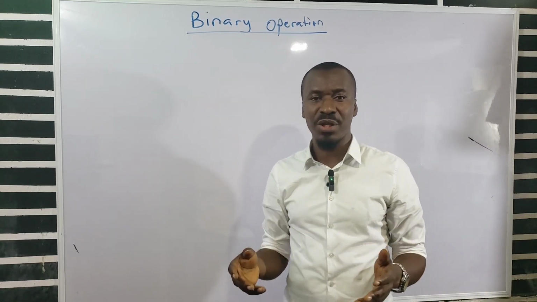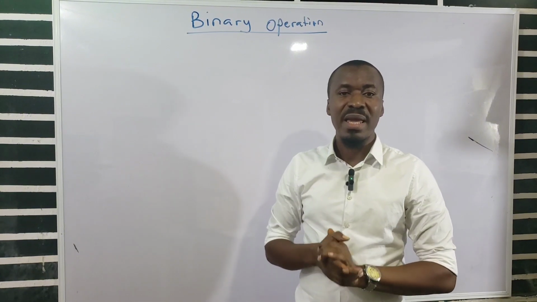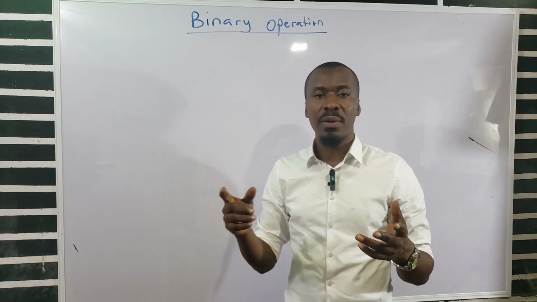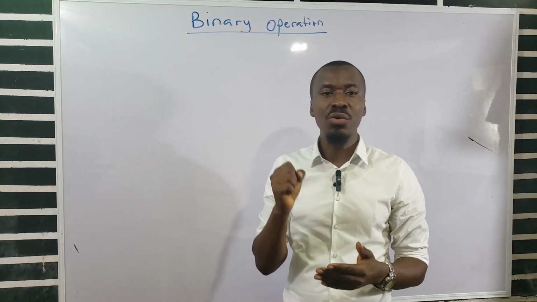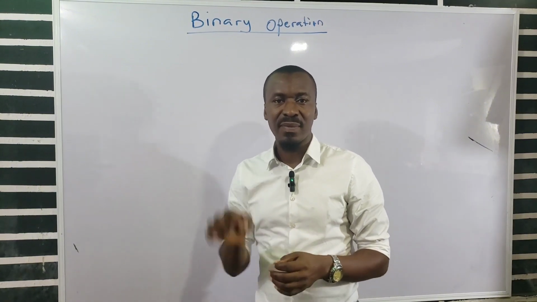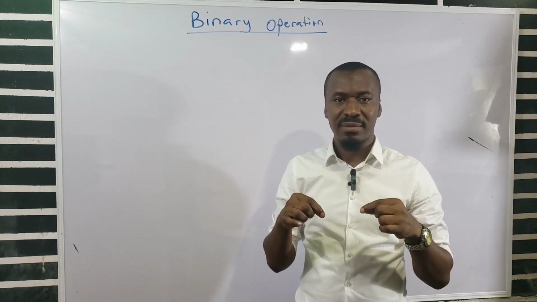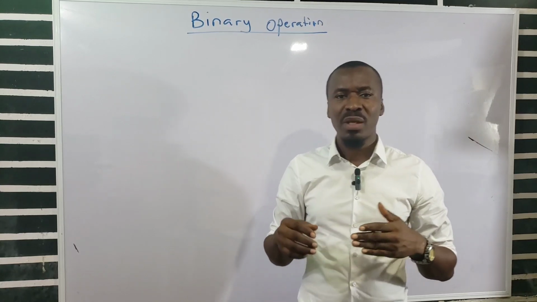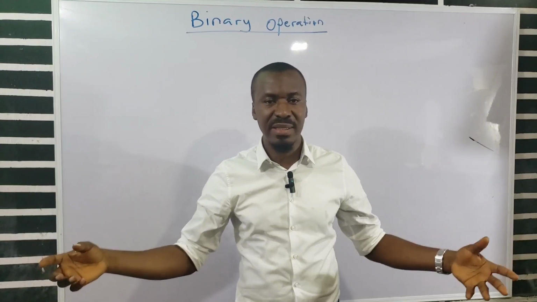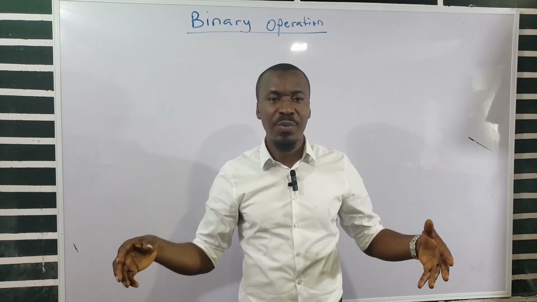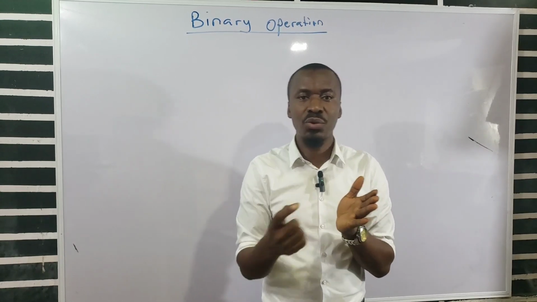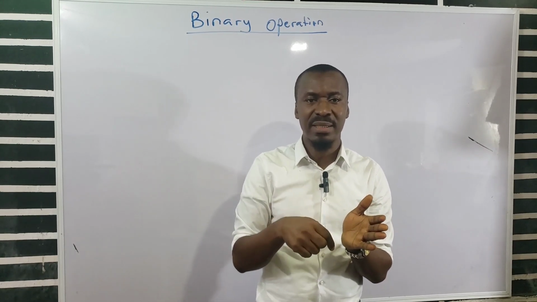Now, what is binary operation? Binary operation is the rule of combination of two or more elements in a particular set. What does that mean? You don't have to bring this set and that set and combine the elements in those sets. In binary operation, you look at a particular set and carry out a combination of two or more elements in that particular set.